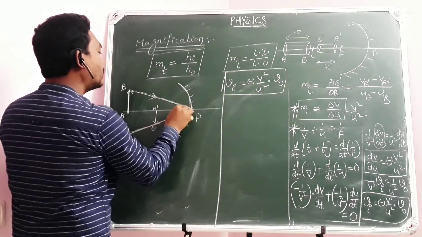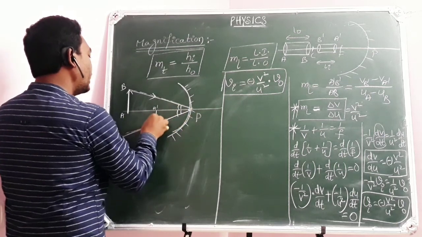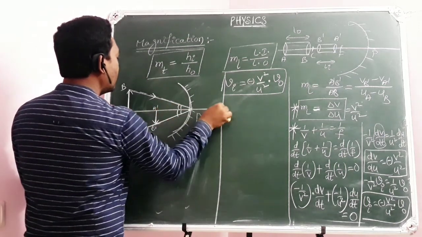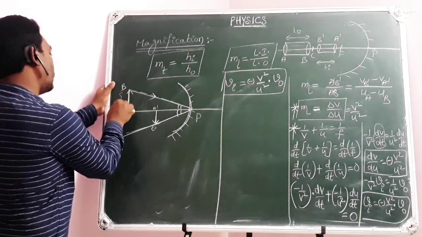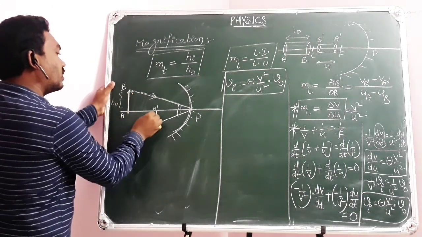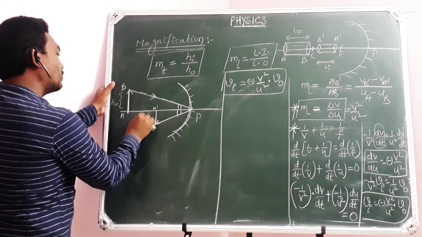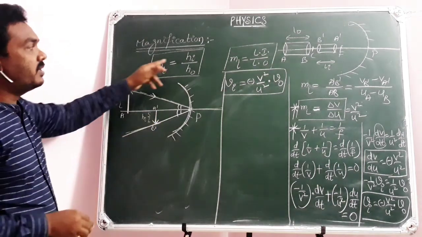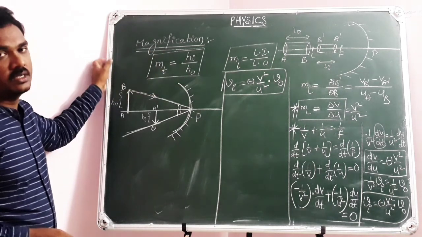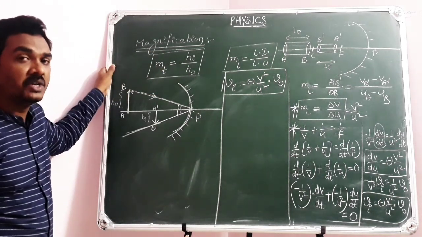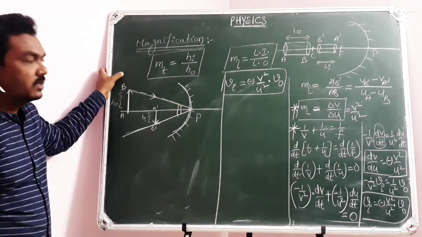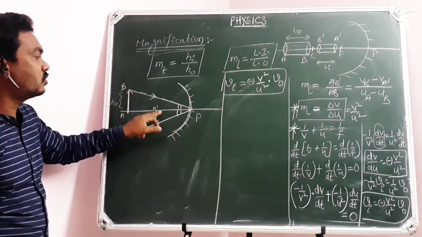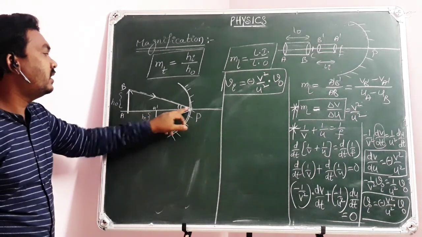So angle of incidence is equal to angle of reflection. A'B' is the image, AB is the object. Here, this is called the size of the object and this is called the size of the image. The ratio of image size to object size is called magnification, which is the transversal magnification. That can be obtained using these two similar triangles.